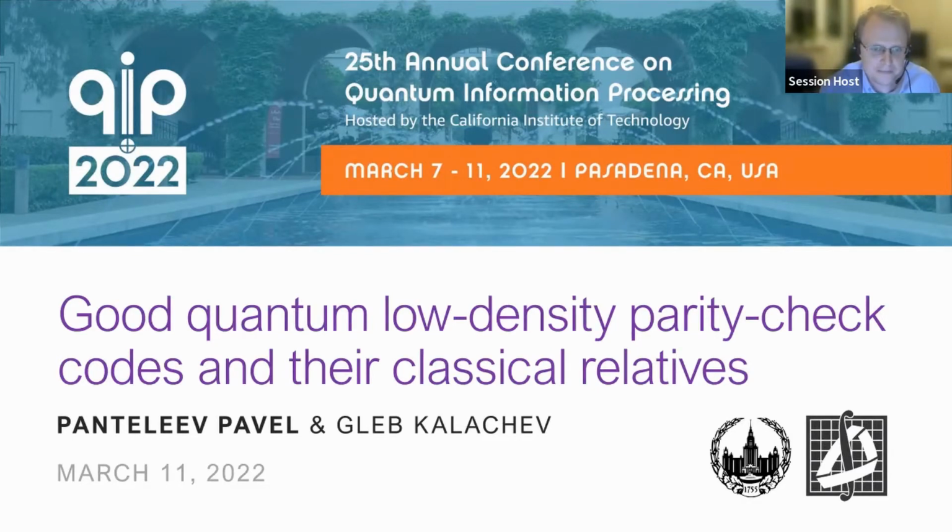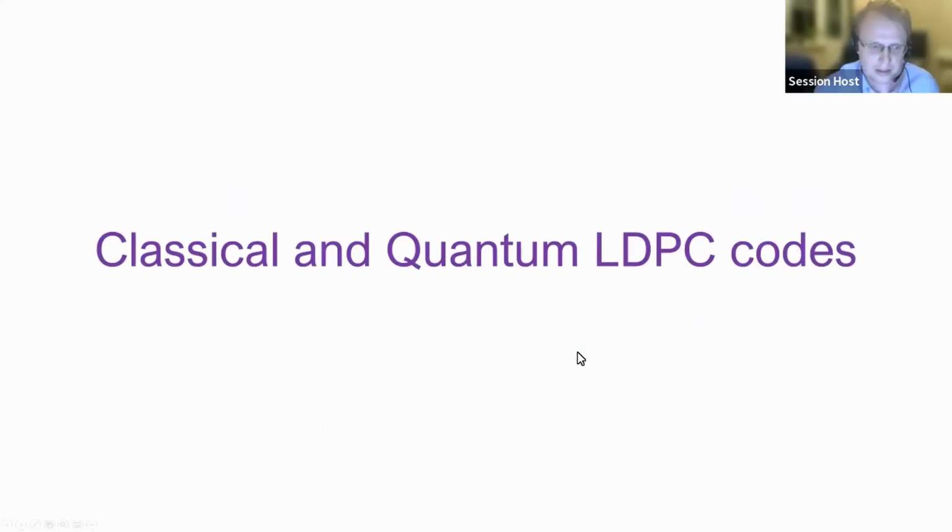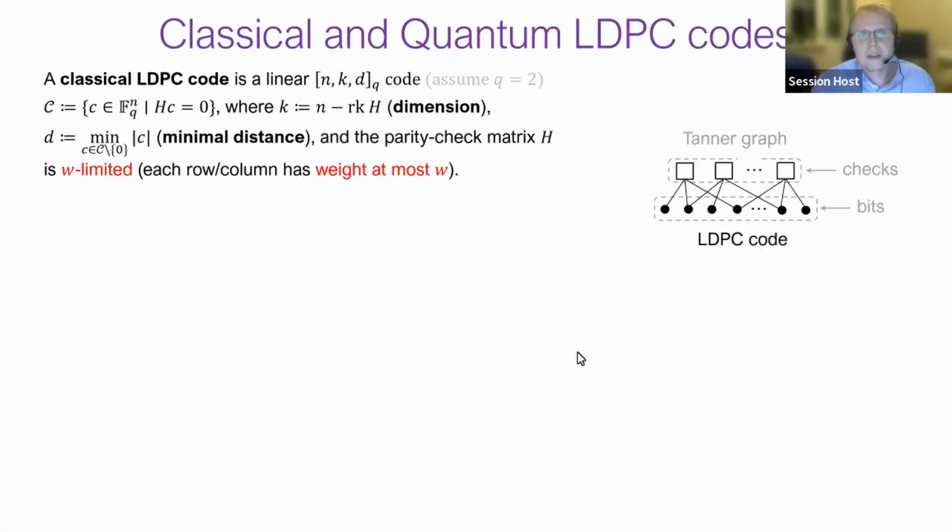So let us start. First of all, let me remind you the definition. I suppose in QIP many already know what LDPC codes are, but let me just remind you. A classical LDPC code is just a linear code. It is defined by a set of linear equations, and this set of linear equations is usually represented by the parity check matrix.